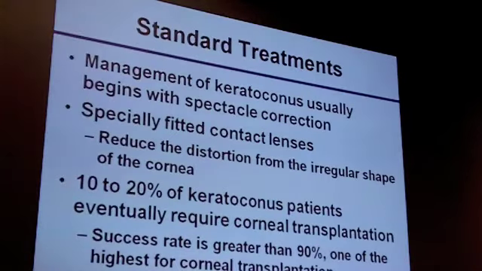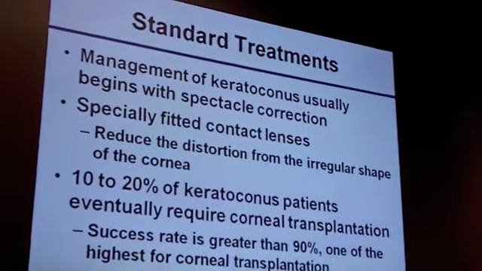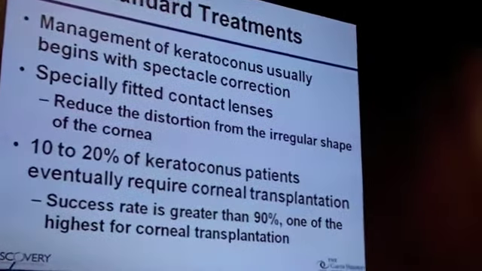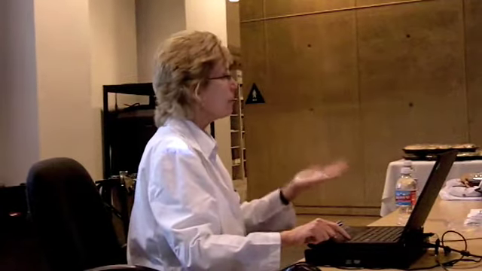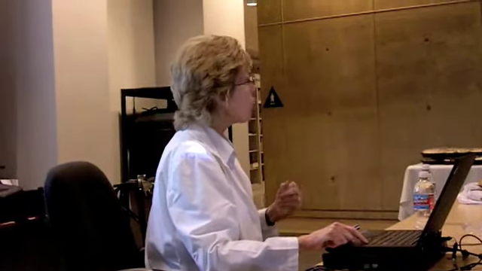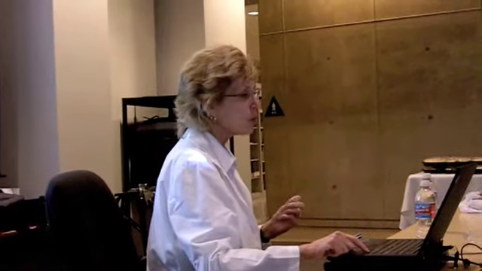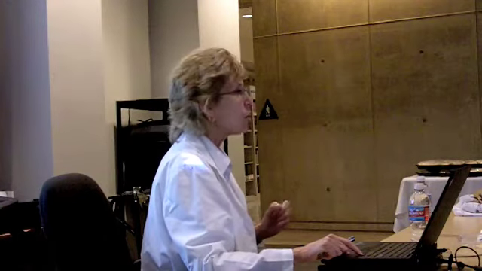Now, the standard treatment for keratoconus, if it's very mild, a keratoconus patient might use spectacles. If it becomes a little more severe, they might use contact lenses. And it's only 10 to 20% of keratoconus patients that eventually require a corneal transplantation. But there are new developments in treatment. One of them is called Intacs, which are polymethyl methacrylate segments that are actually placed within the stroma. And the second is collagen corneal cross-linking, which I'll talk about in more detail.